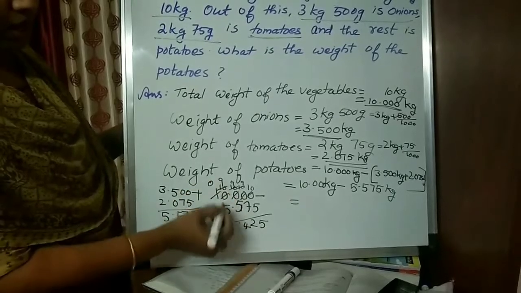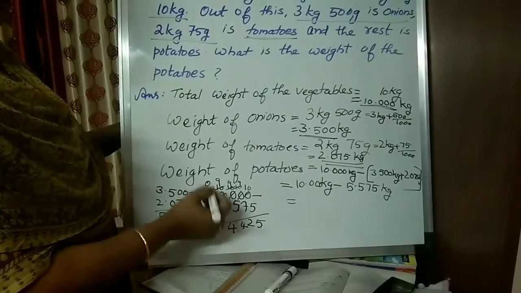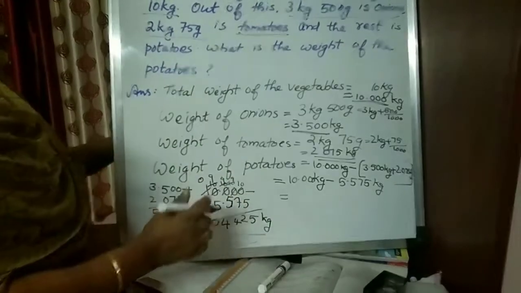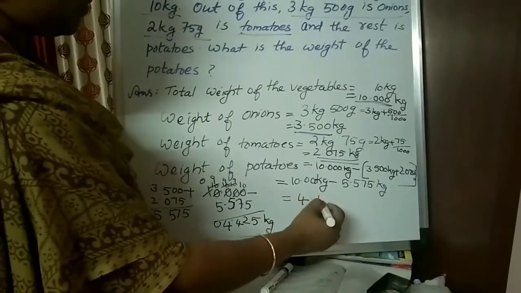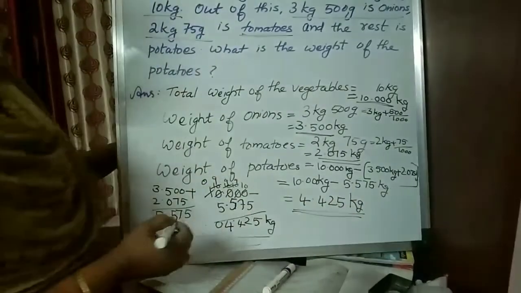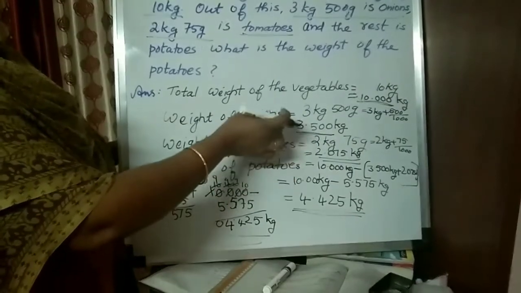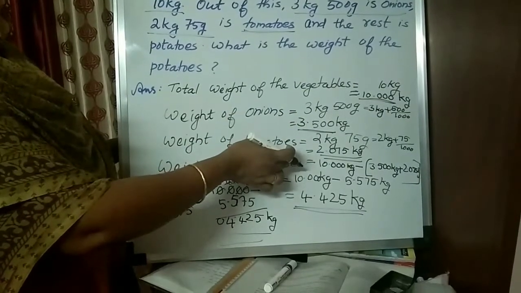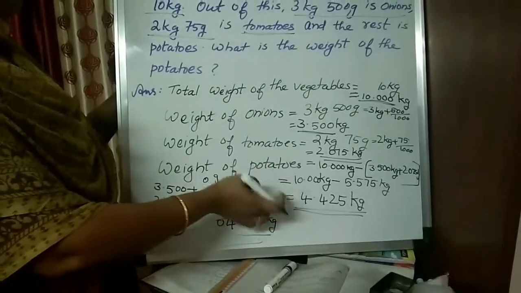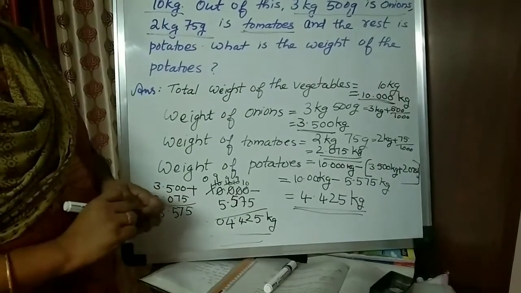Then decimal point is there. 9 minus 5 is what? 4. Then here is 0. So what is your final answer? That is total weight of potatoes is 4.425, that much kilogram. Okay. First you add the weight of onions and tomatoes. Then that answer is subtracted from which number? The total weight of the vegetables. Okay. So what is the weight of potatoes? 4.425. Okay. All of you understand? Thank you.